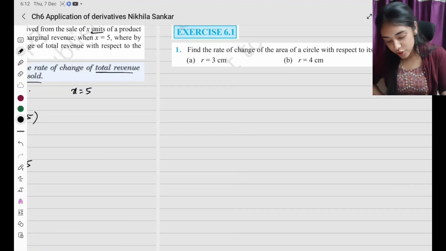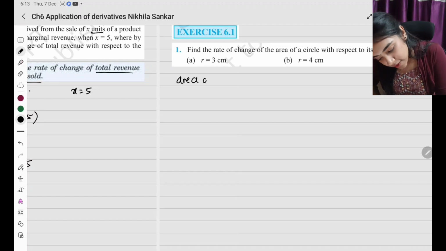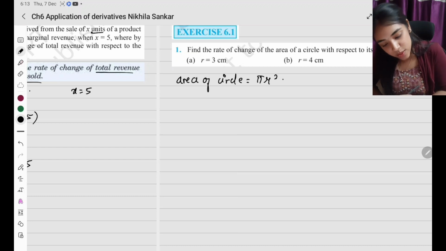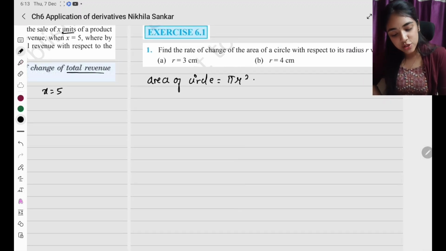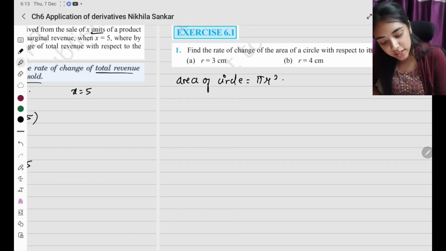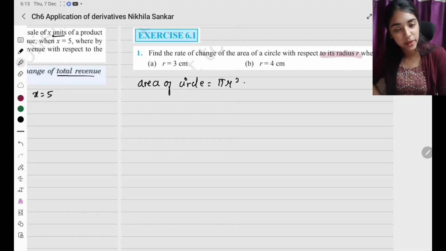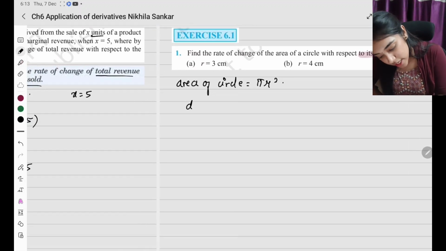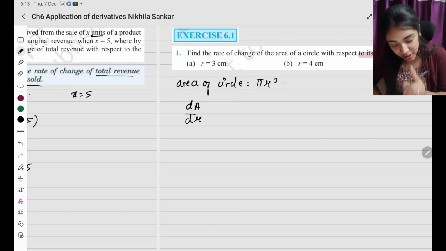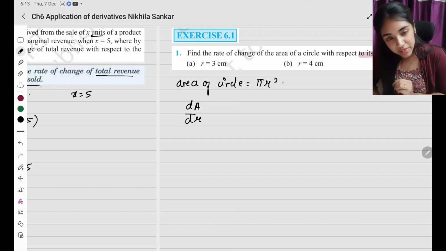In that, rate of change of area. So what is my area of circle? Area of circle equals pi r square. They are asking for rate of change of area with respect to radius. With respect to what is important. With respect to radius. So they are asking for dA by dr, the rate of change of area with respect to the radius, when they have given different values for r.